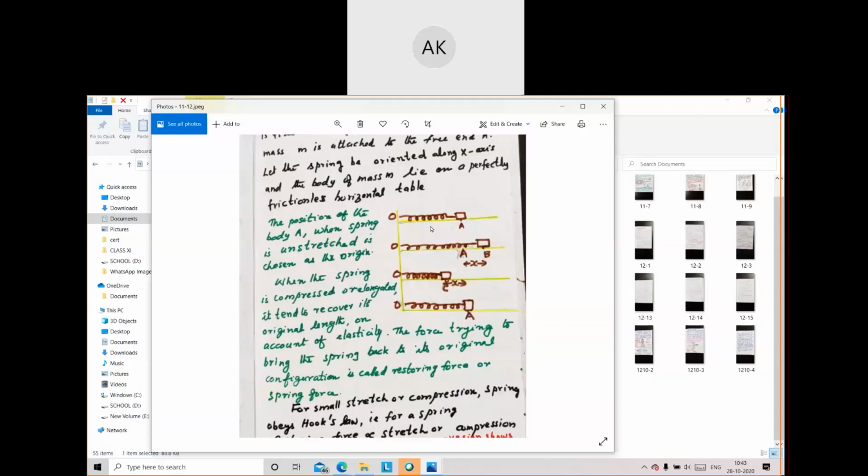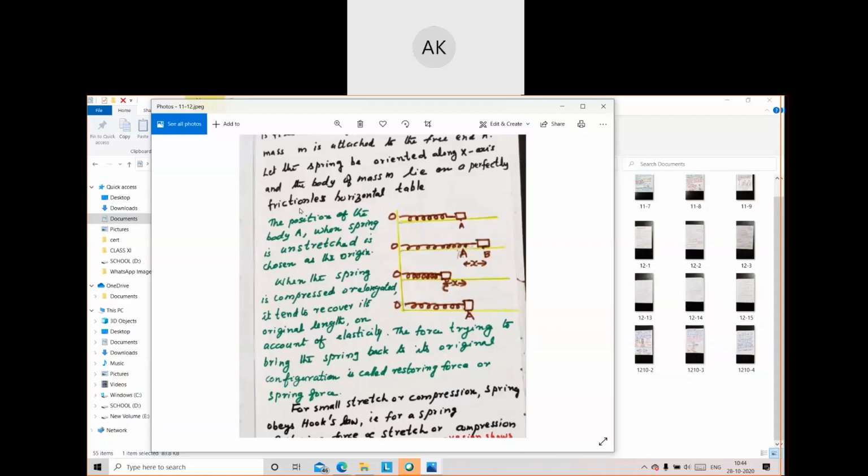Do you know which force brings it back to the mean position? When we stretch the spring, a force will be acting to bring it to the mean position. What is the name of the force? Anyone? No answer? Spring force. Yes, that is also known as a restoring force.